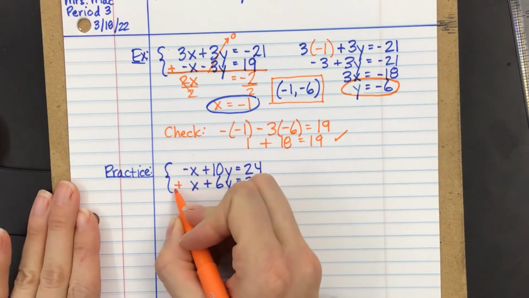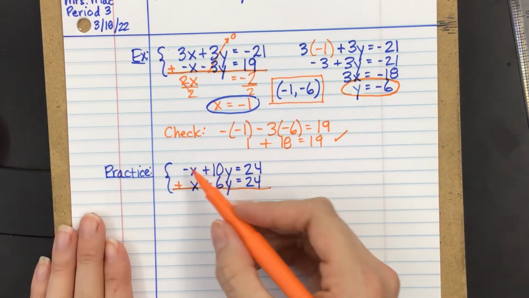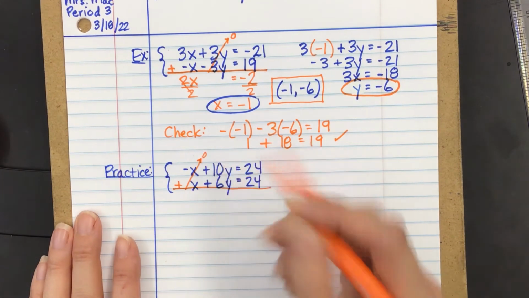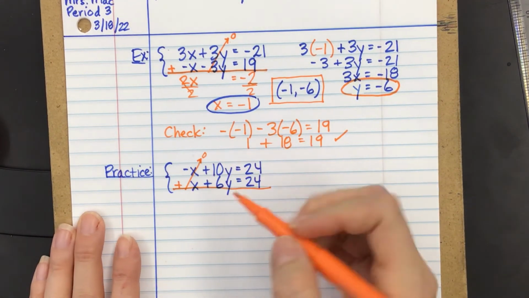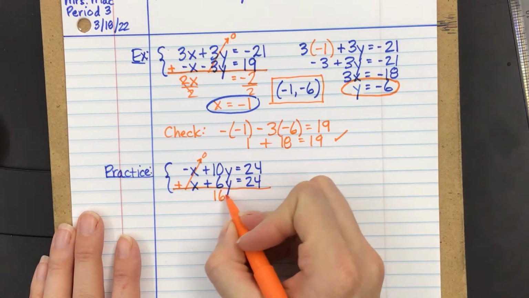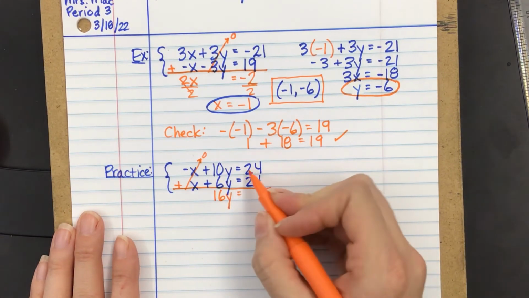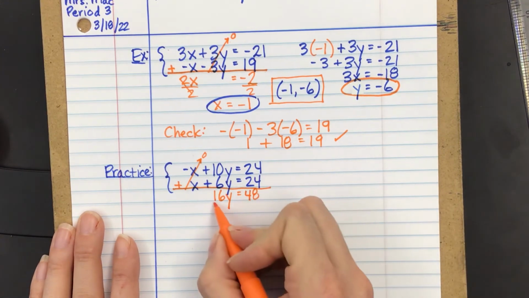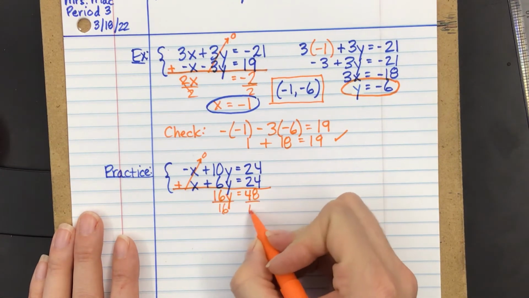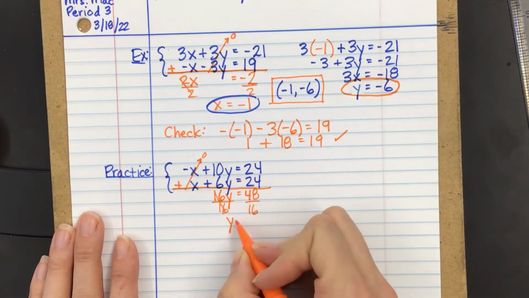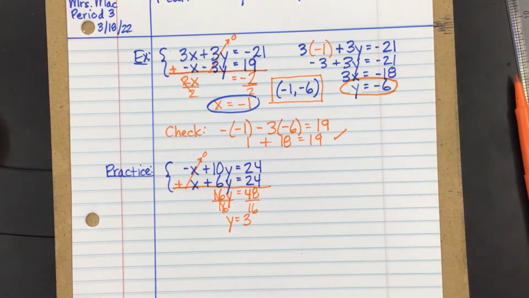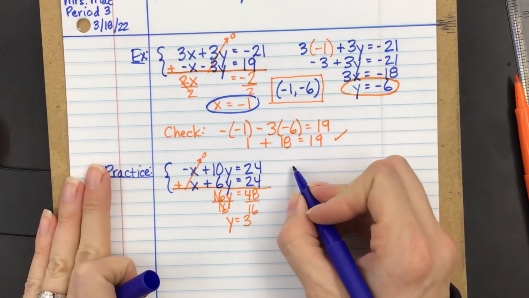We're adding these two equations. Negative x plus positive x has a value of 0. And then 10y plus 6y is 16y. 24 plus 24 is 48. Yeah, I would agree. I would say my y is 3. And then I'm going to plug that into one of the equations to figure out what my x is.